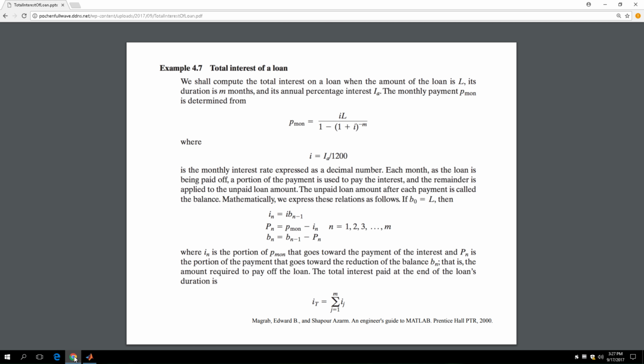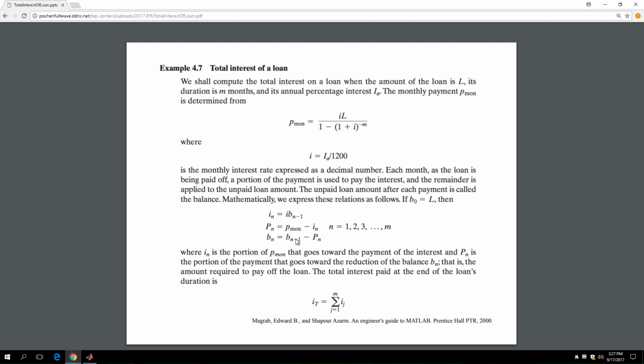So the problem is like this. It's called the total interest of a loan. If we borrow money, for example, we take out a mortgage from a bank to buy a house or something, and then we have to pay back interest. So the interest is just like the price that we have to pay for the money that we borrowed.